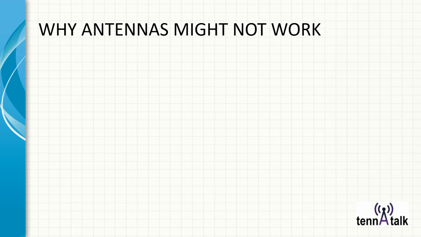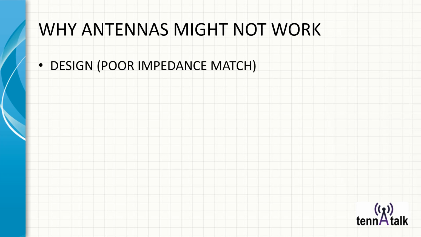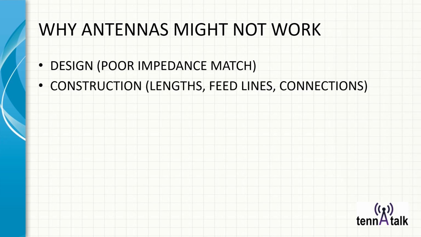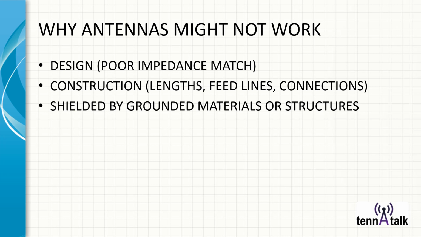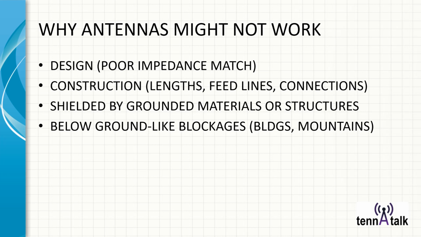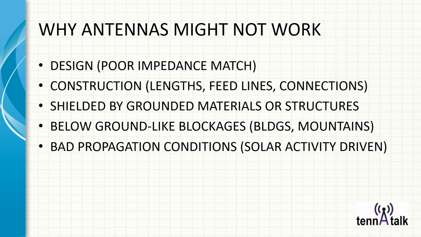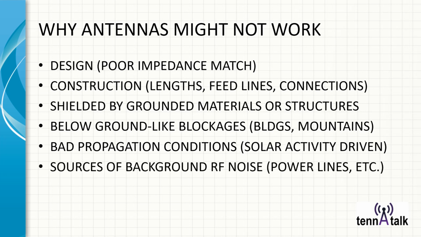Now, why might antennas not work? It might be a poor design, bad impedance match. It might be bad construction. You didn't do a good job building it or tuning it, or you've got bad solder joints. A number of reasons. Could be shielded by ground materials or structures nearby. Could be blockages like buildings or mountains that the signal's hiding behind. Could be bad propagation conditions from solar-driven activities, a bad solar day. Or it could be local sources of background noise like power lines.